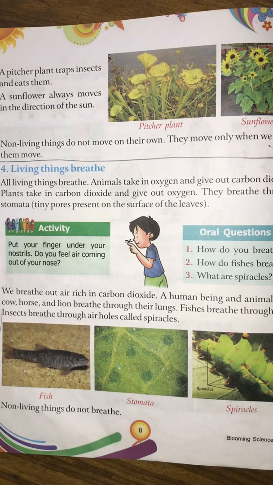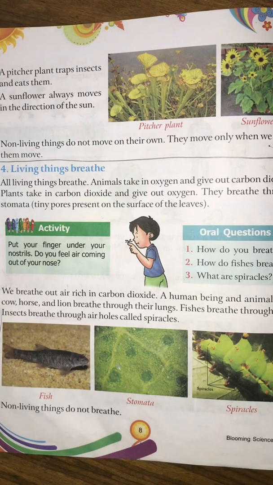Whereas plants take in carbon dioxide and they give out oxygen. Clear children? All living things breathe. Animals take in oxygen and give out carbon dioxide. Plants take in carbon dioxide and give out oxygen. They breathe through stomata. Now children, very important. Plants take in carbon dioxide and give out oxygen. They breathe through stomata.